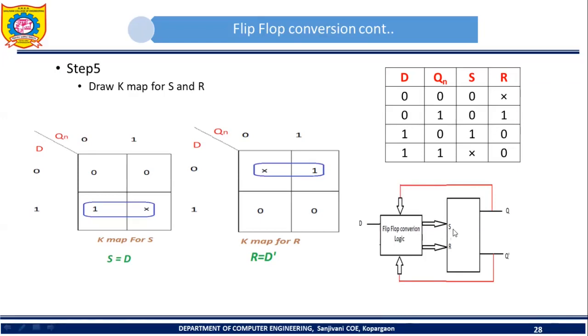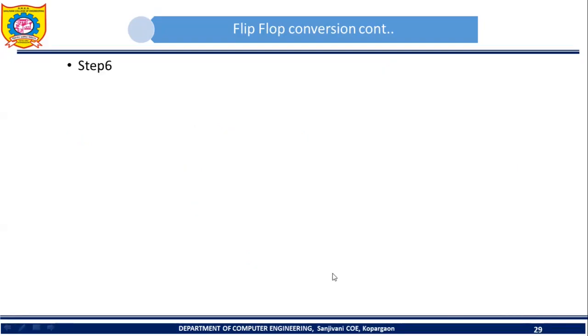We have got the equation for S: S is equal to D. We have designed this particular flip-flop conversion logic, and we have generated two outputs, one for S and the other for R. What input should I apply to S? S is equal to D, means this D should be directly connected to S. And what about R? R is equal to D prime. So by using a NOT gate you should obtain D prime, and then that D prime should be given as input to this R.